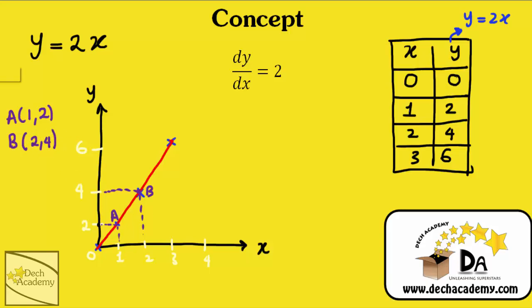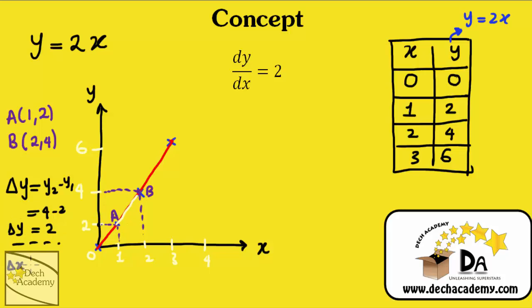So imagine I'm moving from point A to B along this line. Remember, this line represents this function. What's the change in the y value? I'm just going to represent that with delta y. So I go from a y value of 2 to a y value of 4. The change in y is y2 minus y1, which is 4 minus 2. So this is y2, this is y1, this is x2, this is x1. So the change in y is 2.